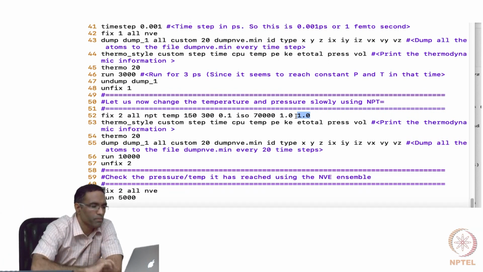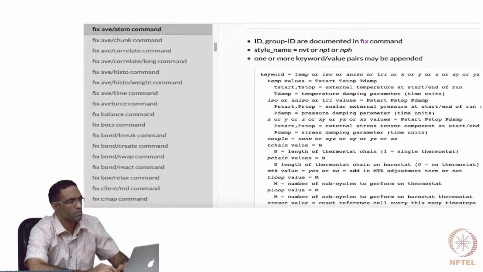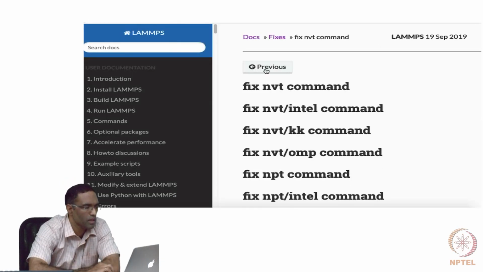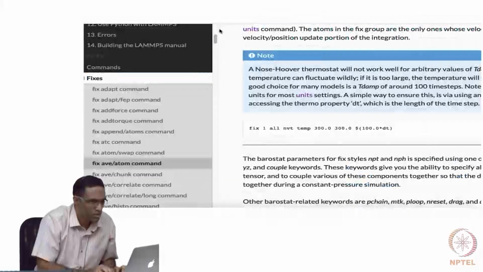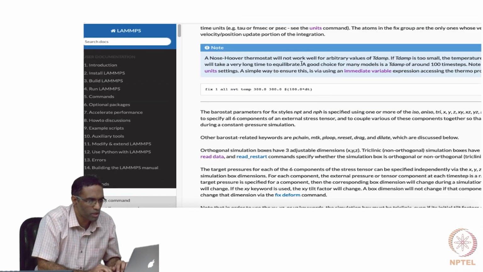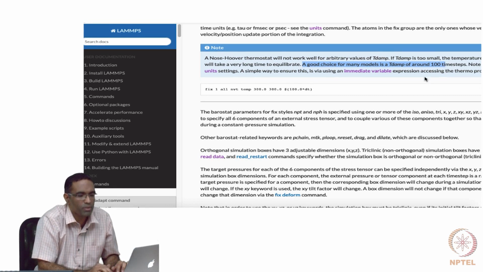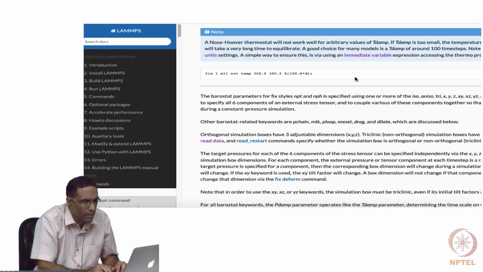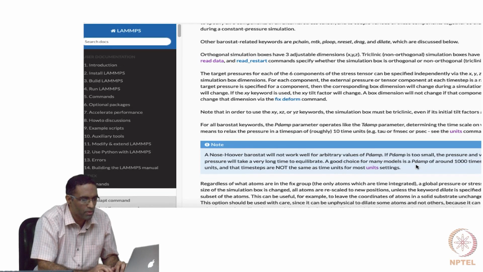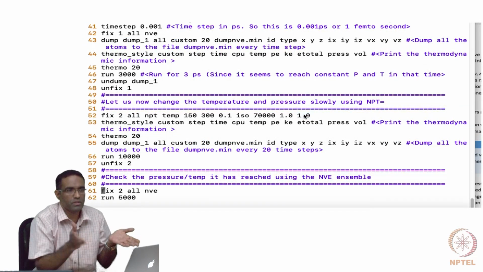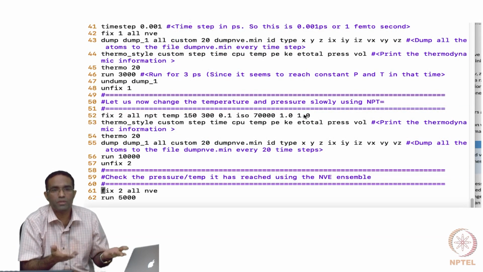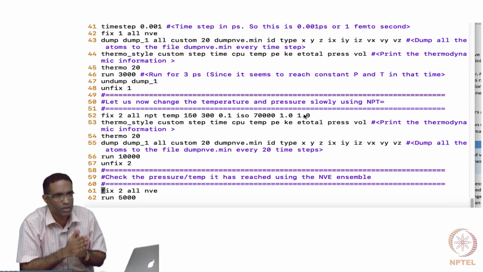Okay, so usually there is a thumb rule that one uses when you are using these NVT and NPT commands. Here a Nose-Hoover thermostat will not work for arbitrary values of tdamp. Usually a good choice for tdamp is around 100 time steps. Our time step was 0.001, so that's the reason why I have given 0.1 there. And for pdamp it is about 1000 times the time step, which is about 1. So that's why you see a value of pdamp equal to 1, which is LAMMPS's suggested way of giving the values for tdamp and pdamp.